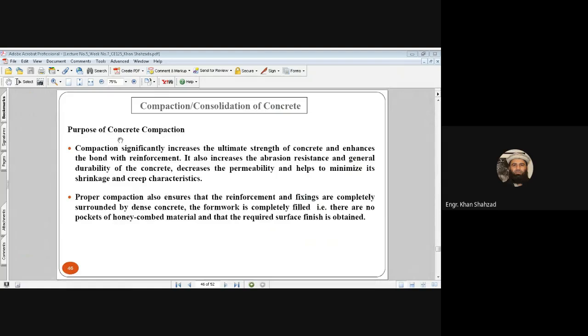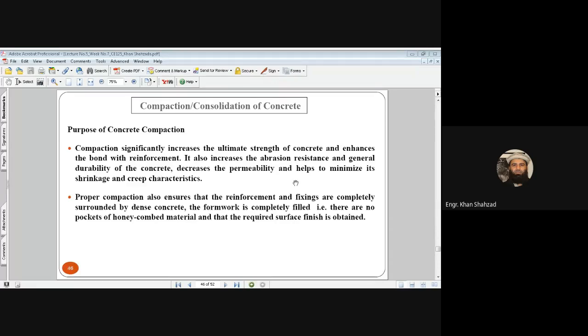What is the purpose of concrete compaction? Compaction significantly increases the ultimate strength of the concrete and enhances the bond between the reinforcement and the concrete. It also increases the abrasion resistance, or the wear and tear resistance, of the concrete, and its general durability is also enhanced.